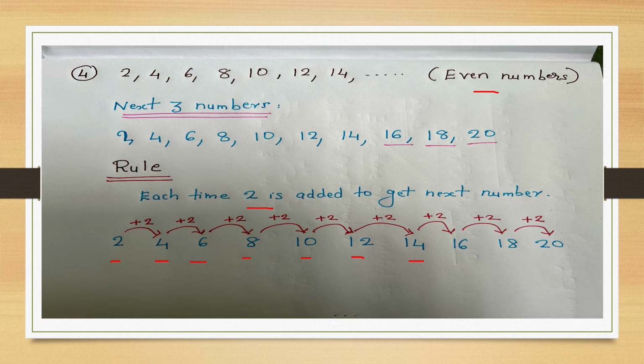14 plus 2, 16. Up to 14 is given in the question. So, remaining 3 numbers, 16, then 16 plus 2, 18, 18 plus 2, 20. 16, 18, 20. So, this is a sequence of even numbers.